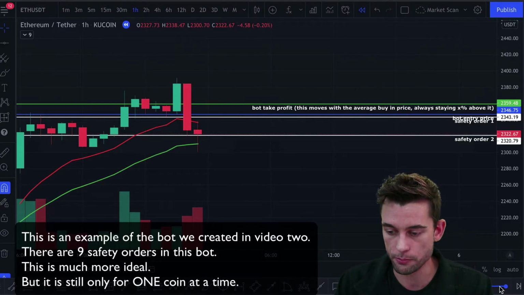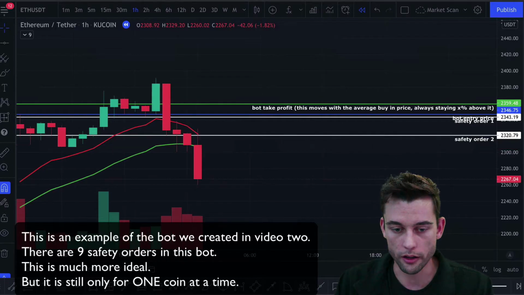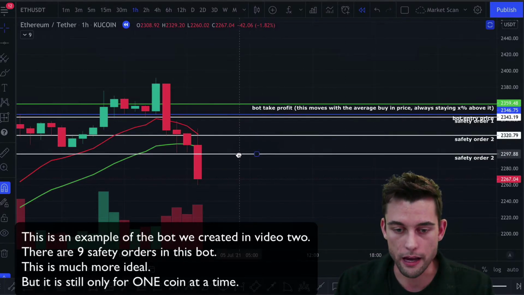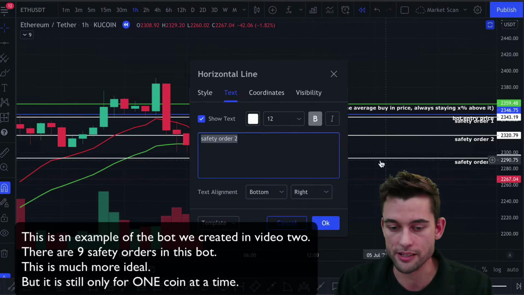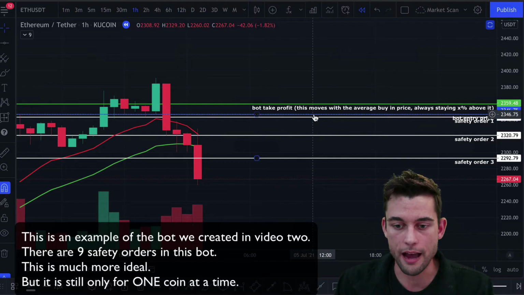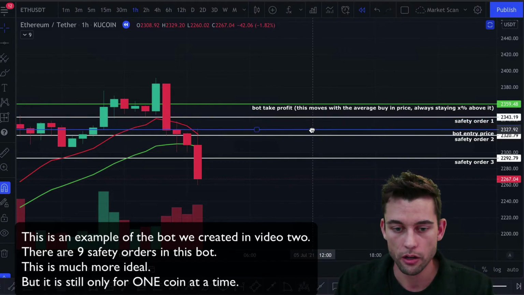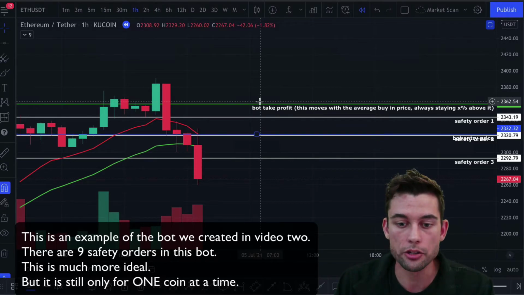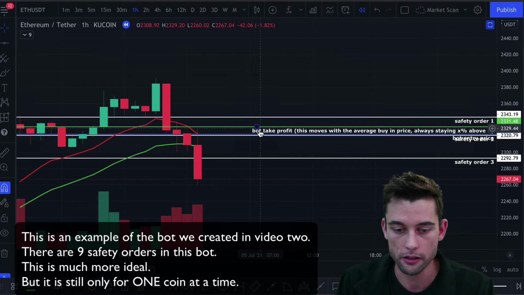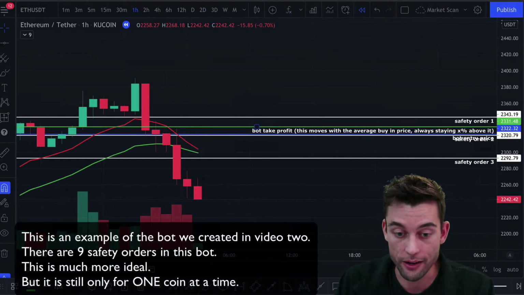So if we keep on pressing play here, we can see what happened. Okay, so then the price went down again, and if that happened, that means your safety order 3 would have been hit, and your average buy-in price would have lowered down to around here, and your bot take profit would have followed that down here, and let's see what happened. It went down again.